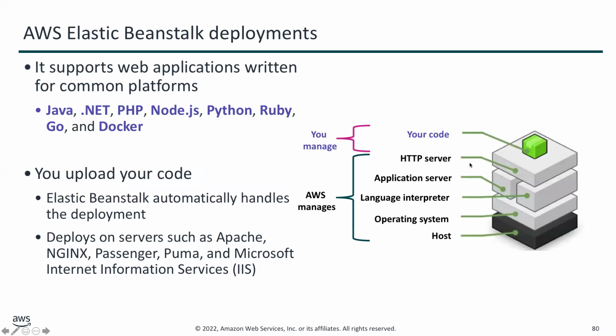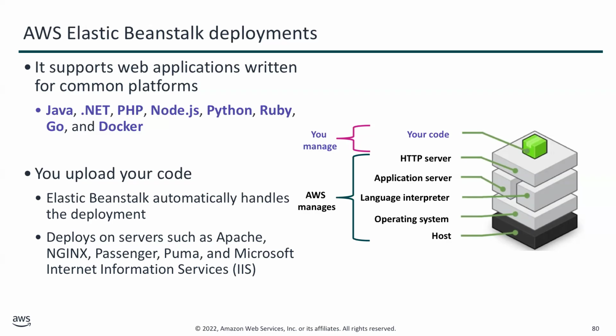So you can see here in the figure, you can simply deploy your code. That is your web code. If you are building a website or any other thing, you simply can deploy your code. The HTTP server, application server, language interpreter, operating system, everything is managed by Elastic Beanstalk, so we don't have to worry about that. It supports common platforms like Java, .NET, PHP, Node.js, Python, Ruby, Go, and Docker as well.